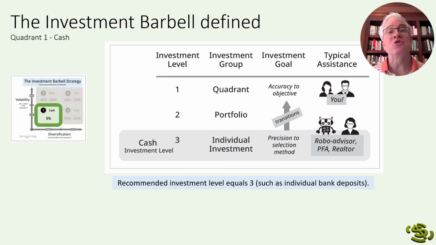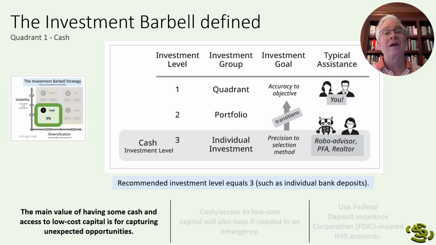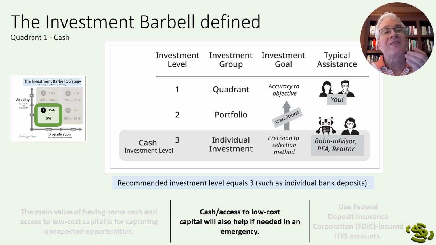Now, let's dig into the quadrants, starting with cash. This is the low risk, low return quadrant. The main value of having some cash and access to low cost capital is for capturing unexpected opportunities. Cash is for access to low cost capital and will also help if cash is needed in case of an emergency.